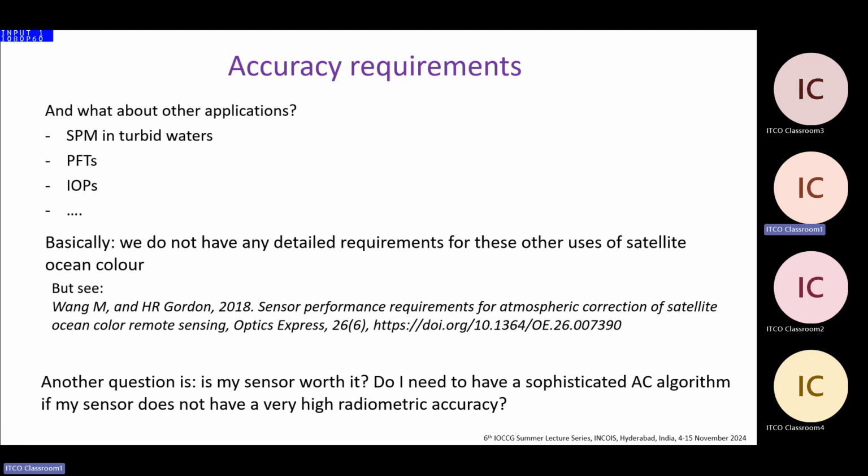There is a sort of corollary question at the bottom: is my sensor worth it? Do I need to do a sophisticated atmospheric correction algorithm if my sensor does not have the high radiometric accuracy that I need? So it's all, again, a story of uncertainties in your measurements, in your algorithms, and how all these things combine. And sometimes you could just be okay with a very crude atmospheric correction, because it's just a waste of time to try doing more if your sensor is not adapted to this.